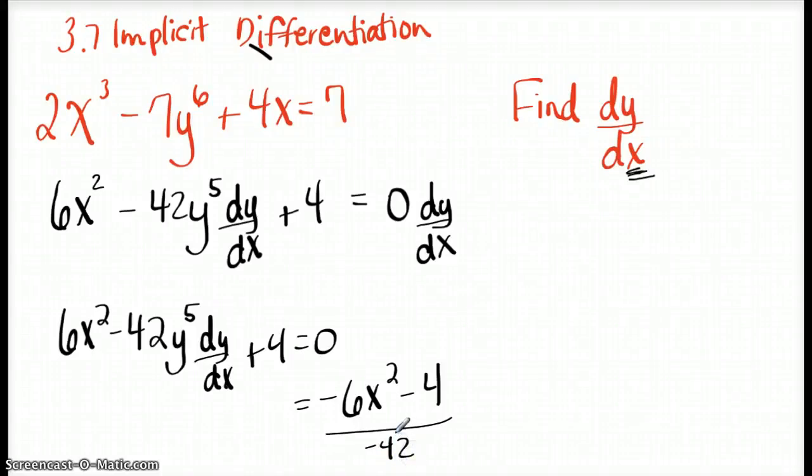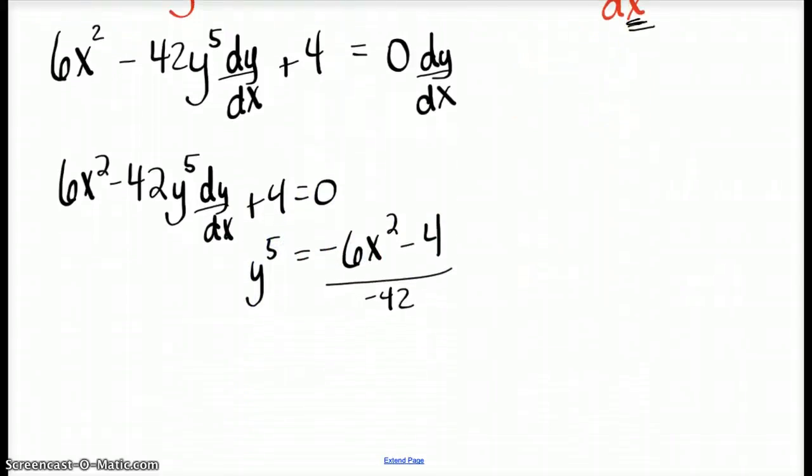No. I divide by negative 42. That's y to the fifth equals that, right? Is that what you're saying? No, there's a divide by all of it. Yeah, there's dy dx with it. Oh, yeah. I'm sorry. Yes, you're right. Then all the negatives go away. Dy dx, because you're trying to get this by itself. Thank you. Sorry about that.